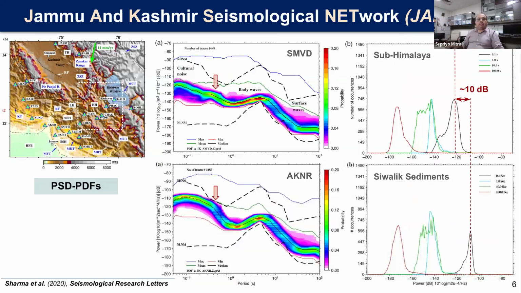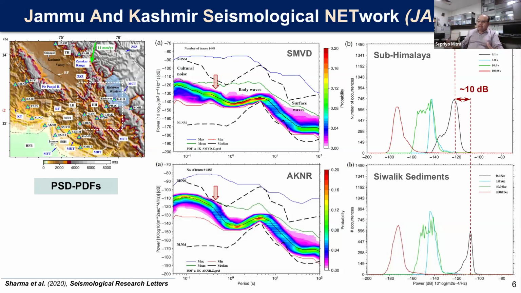Once you set out an experiment like this, the first thing you ask is how good are the stations? A standard way of looking at the performance of a station is to calculate power spectral density probability density functions. I'm showing you two examples, one from a station called Aknur, which is on sediments in the south, and one in the sub-Himalayas, on hard rock, at the site called SMVDU. You are looking at the central panel, which is the vertical component PSD PDFs, calculated for data taken over 30 days.